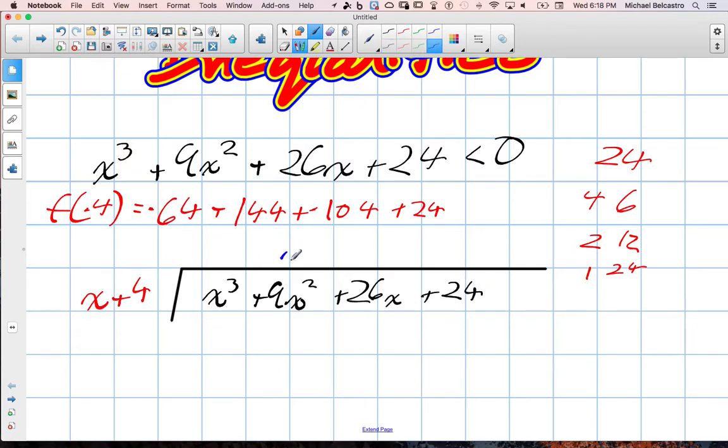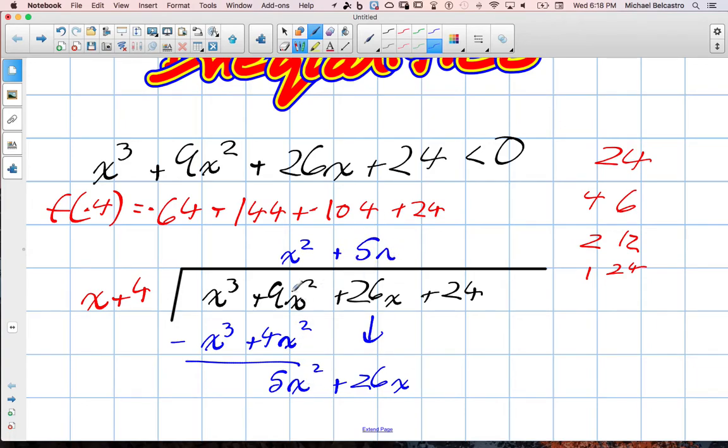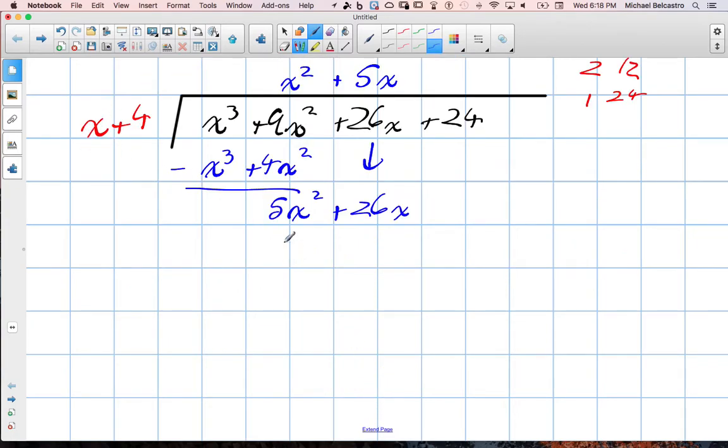If we multiply by x squared, we're going to end up with x cubed plus 4x squared. We subtract the two. That becomes 0. This becomes 5x squared. And we bring down the positive 26x. To get 5x squared, we're going to multiply by positive 5x. Positive 5x times this will give us 5x squared.